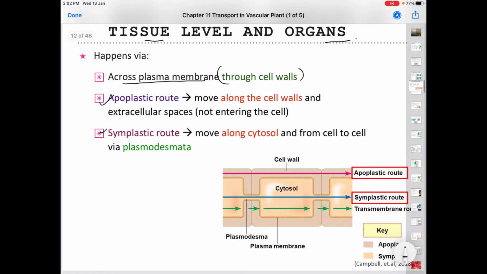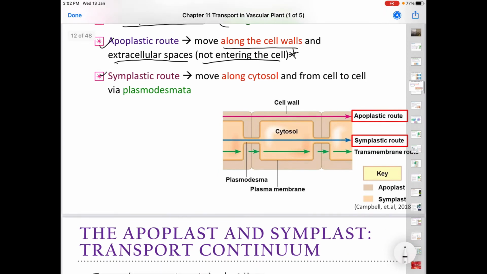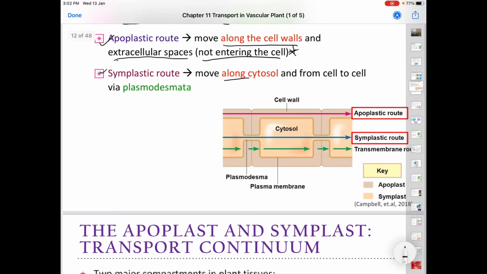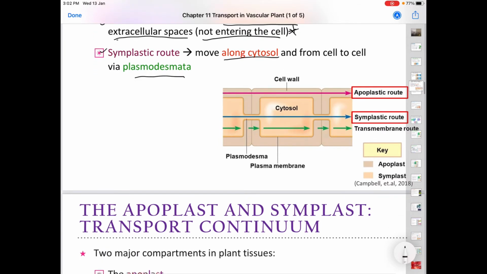What is the apoplastic route? This is a route where the water moves along the cell walls and extracellular spaces, and does not enter the cell. Remember this, the water does not enter the cell. The water just moves along the cell wall and the extracellular spaces. So that is the apoplastic route. The second is the symplastic route, where the water moves along the cytosol and from cell to cell via the plasmodesmata.